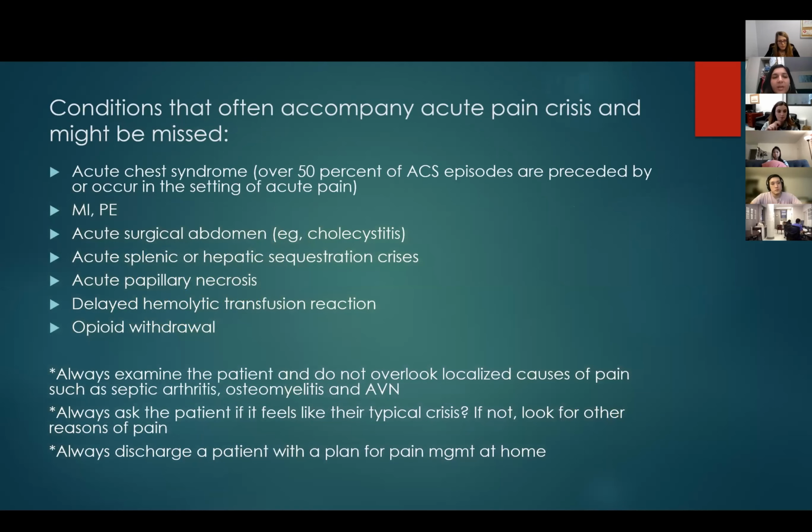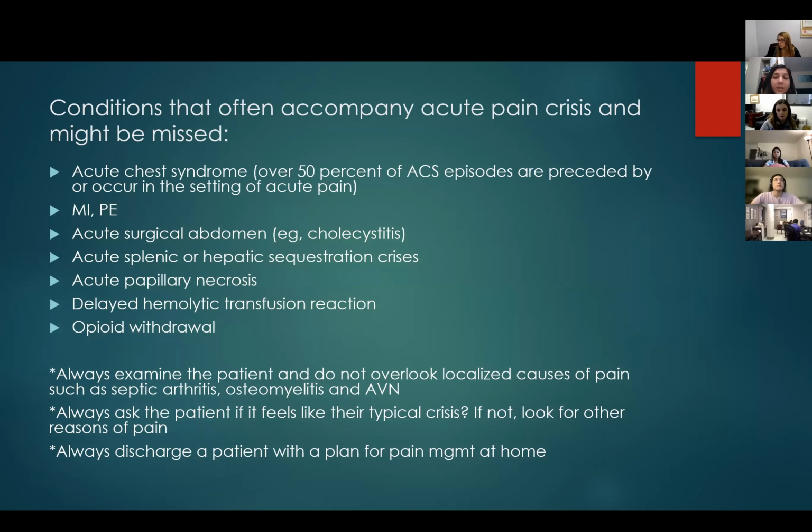It's very important to ask the patient, does this feel like your typical crisis or is this something different? Because if it is something different, you should be looking for other causes of pain. And it's very important to do a complete review of systems because these conditions are often associated with things like acute chest syndrome. Over 50% of patients with acute chest actually present initially with a vasoocclusive crisis, and then it progresses to acute chest syndrome.